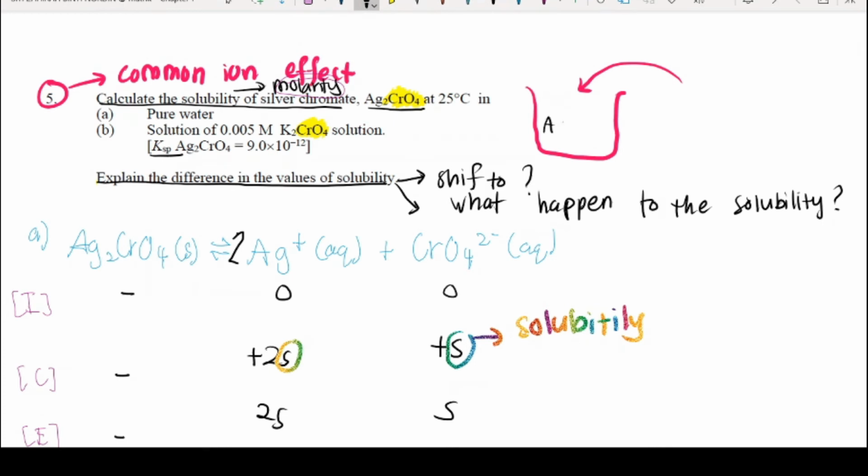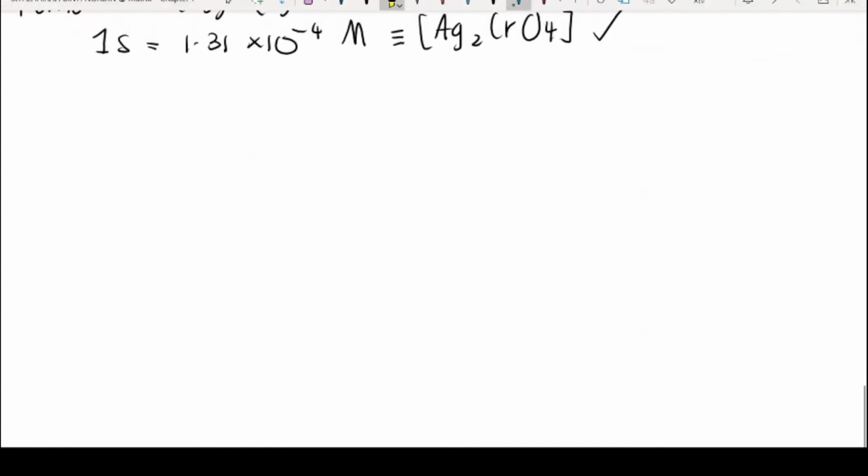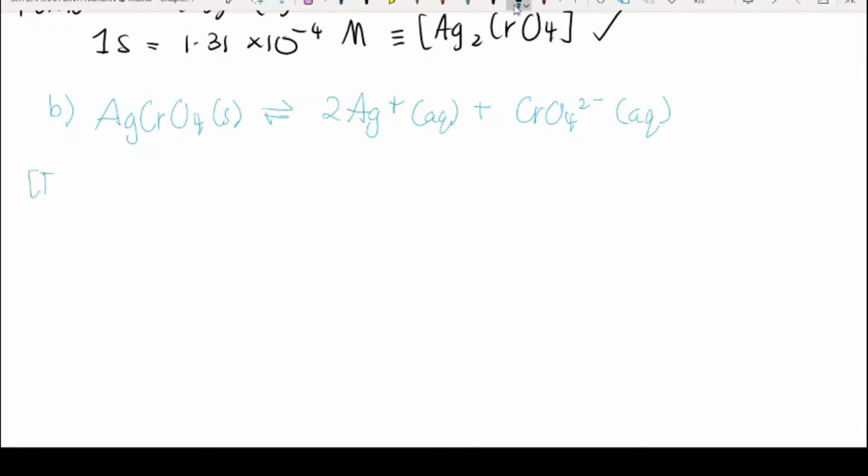Alright, for B. So before this, we have Ag2CrO4 in the beaker. Now we're adding it with K2CrO4. So I've already told you that the common ion is the chromate ion. So is there any change to our equation? No. Okay, so we still have the same dissociation equation with the same table. So the initial molarity for Ag plus would be 0.